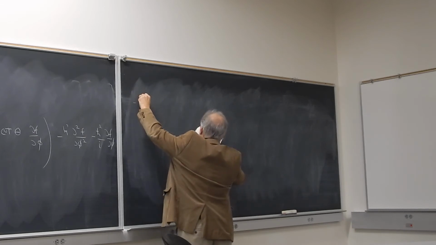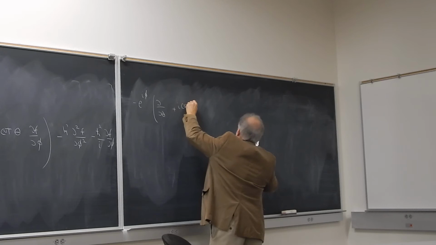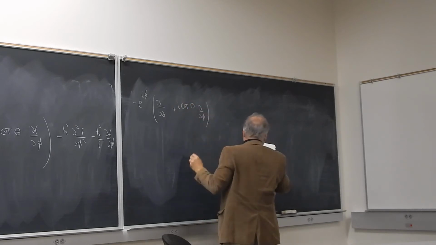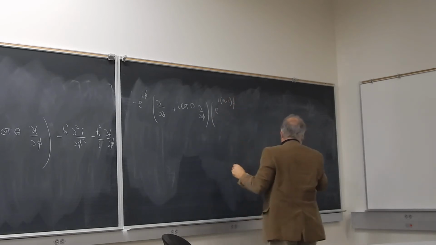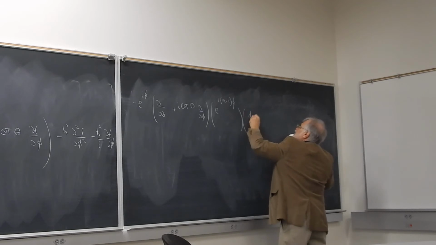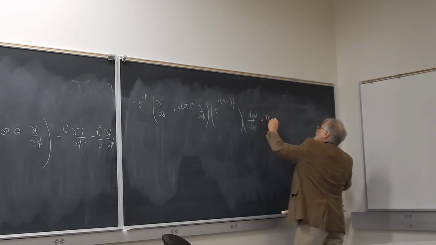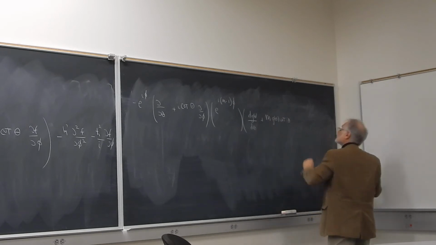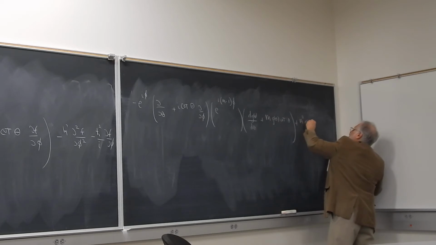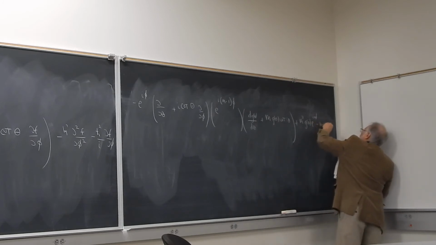I get minus e to the i phi, d/d theta plus i cotan theta d/d phi, times e to the i (m minus 1) phi, dg(theta)/d theta plus m g of theta cotan theta, plus m squared g of theta e to the i m phi minus m g of theta e to the i m phi.